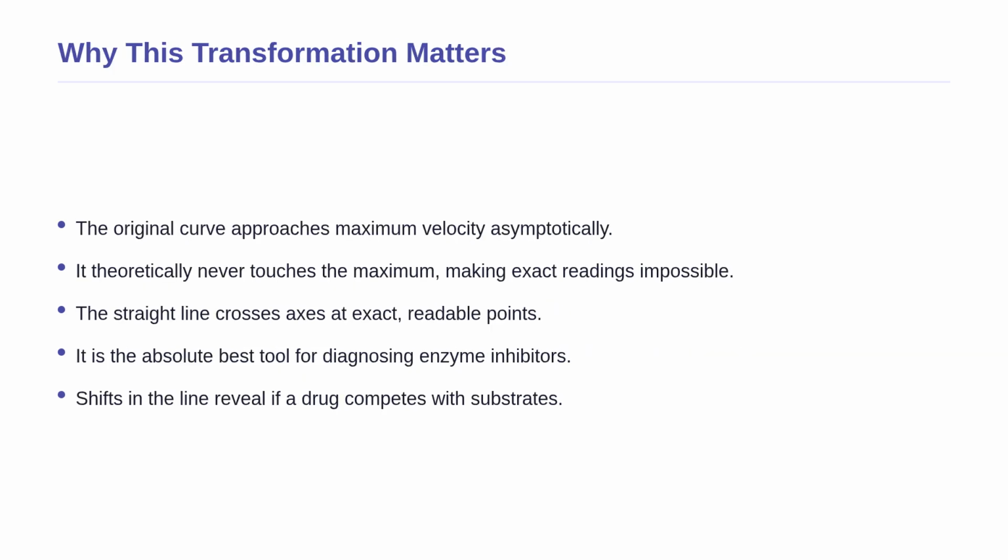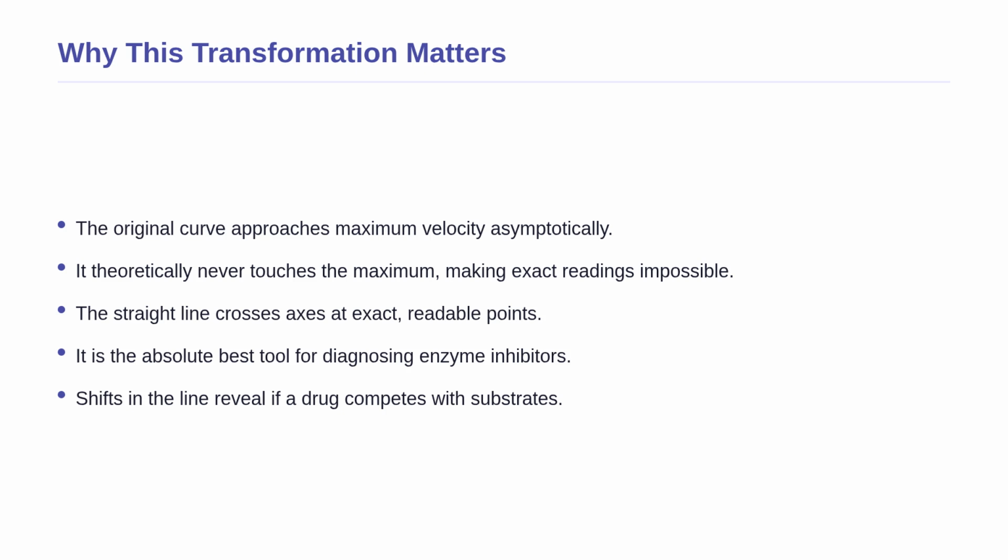You might be wondering why we need to go through the trouble of flipping our data upside down just to get a straight line. The primary reason is that the original curve approaches its maximum velocity asymptotically. This means the curve gets closer and closer to the maximum value, but theoretically never touches it, making it impossible to read the exact maximum speed directly off the graph.